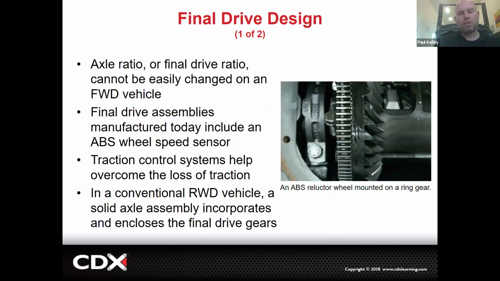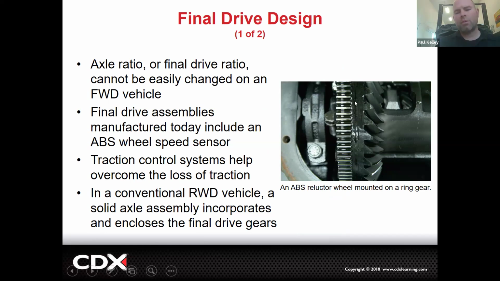Now, additionally, we may have ABS type of stuff. So this was just a perfect picture to show this. This straight thing is not another gear. This is a reluctor wheel for the vehicle speed sensor. Okay. The actual teeth are over here on the ring gear.